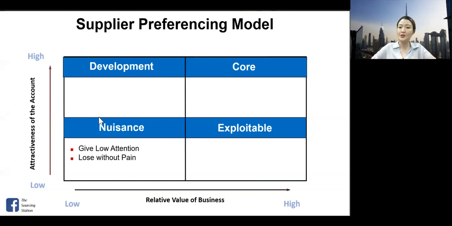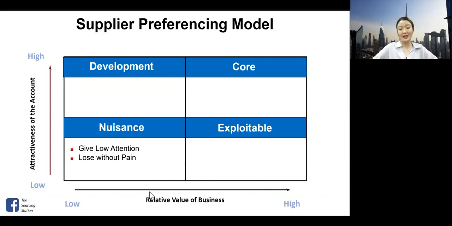If they see you as a nuisance customer, this is what they do. They will give you very low attention and they do not mind losing this business. Why? Because your business is small and your account is not attractive at all. I don't have a lot of profit margin and you don't give me a lot of volume, so why should I care? This is the worst category for you to be in, because your supplier does not care about you and does not mind losing your business at all. This is the worst thing ever.